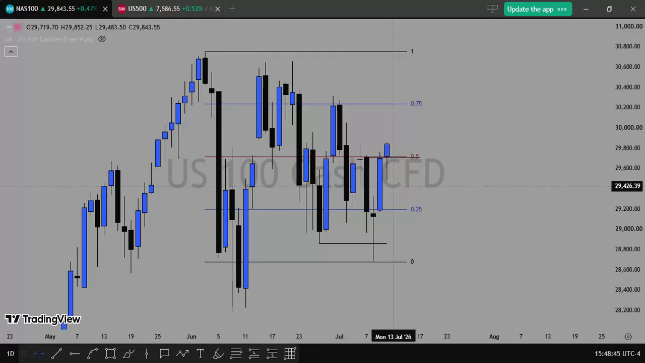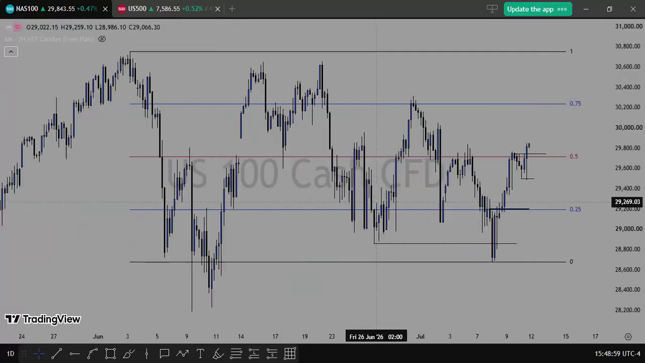On the daily, the change in state of delivery is a good sign. The sweep of that low right there is also a very good sign. I love the close that we had. We swept and then closed back up. So moving on into the 4 hour probably.